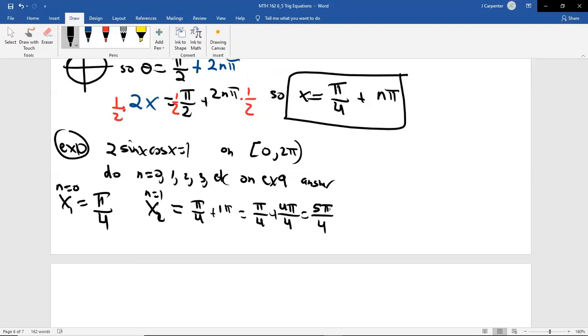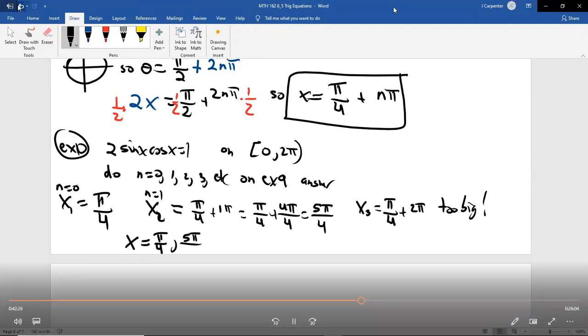If it was 9 pi over 4, that would be too big. If it was 8 pi over 4, that would actually be too big because it's exactly 2 pi, and that's a parentheses. If there was an x3, you'd be doing pi over 4 plus 2 pi. Now, this right here is a giant clue that the answer is too big. If you add 2 pi to anything, you're already outside of 2 pi. Not even going to show the algebra because of that. So your only solutions would be pi over 4 and 5 pi over 4.